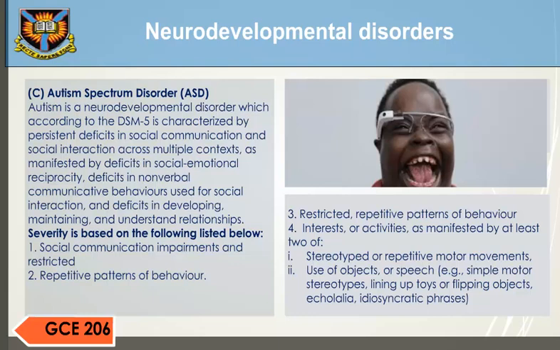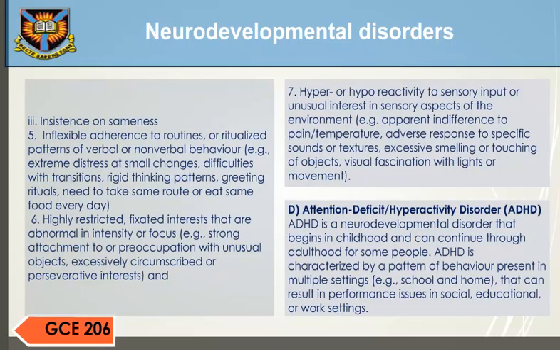1. Social communication impairments. 2. Restricted, repetitive patterns of behavior, interests, or activities as manifested by at least 2 of the following: 1. Stereotyped or repetitive motor movements, use of objects or speech, for example, simple motor stereotypes, lining up toys or flipping objects, idiosyncratic phrases.